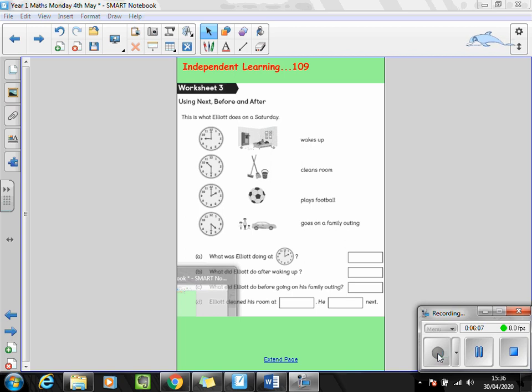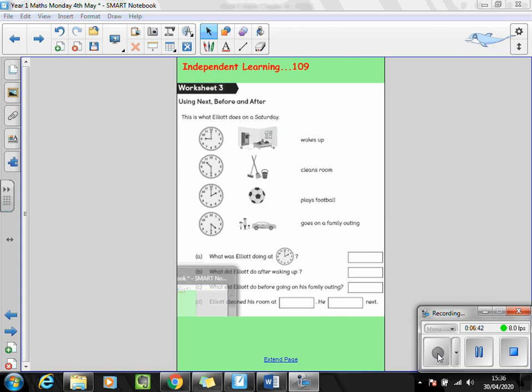You only have one worksheet today, and this is about you understanding and being able to use the language next, before, and after. Just like our guided practice, we're given some pictures and some information about what Elliot does on a Saturday. And we can see that at 9 o'clock in the morning, Elliot wakes up. At 10:30, he cleans his bedroom. At 2 o'clock, Elliot goes to play football. And at 4:30, Elliot goes on a family outing.